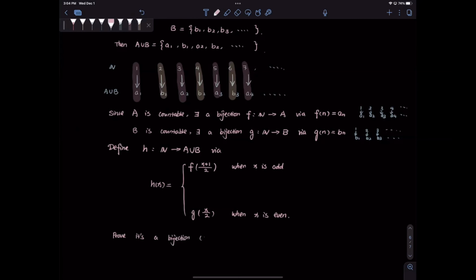This you can do yourself. When you do it, remember your f and g are bijective already.